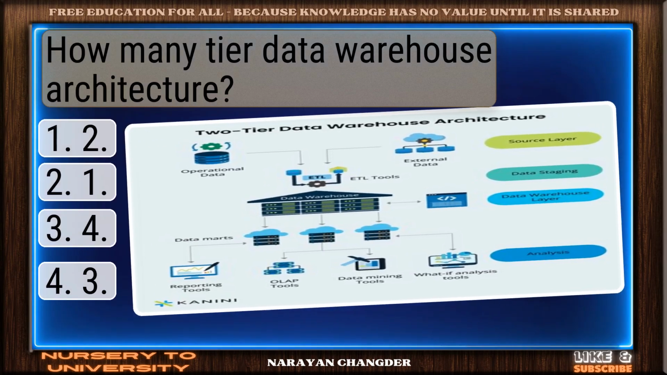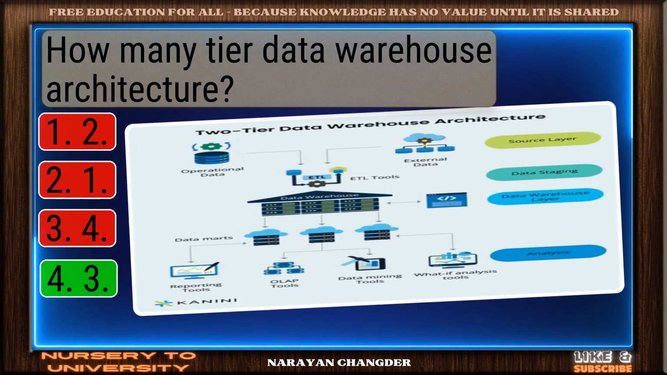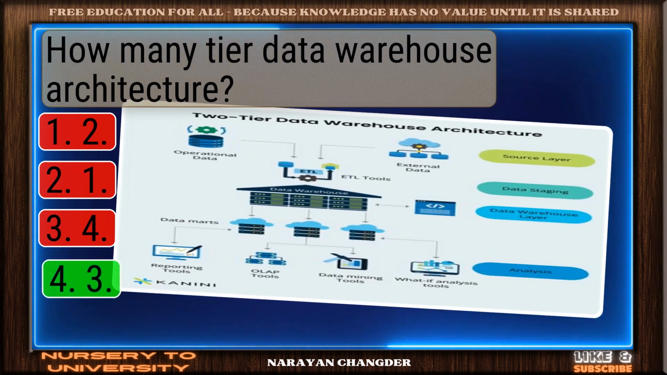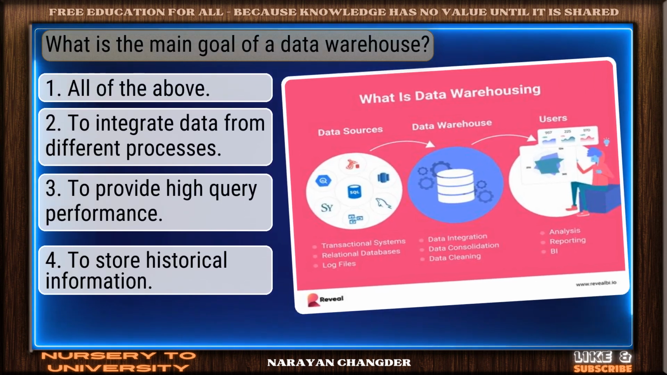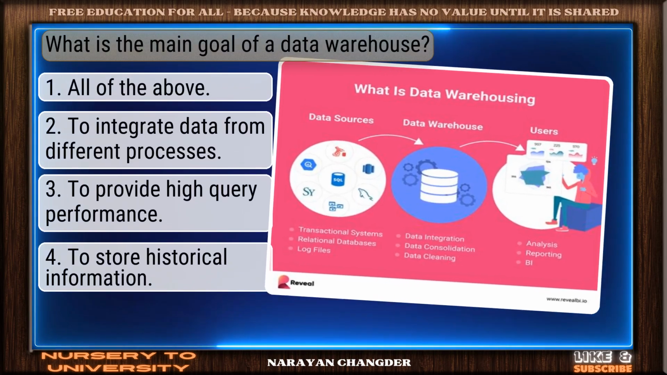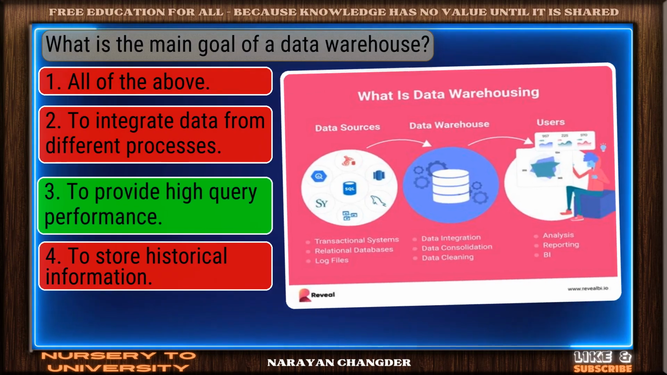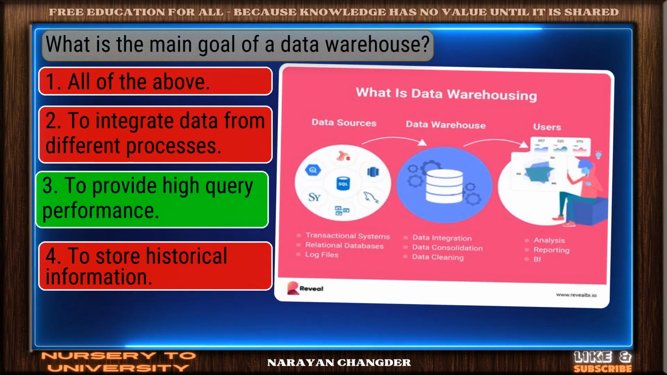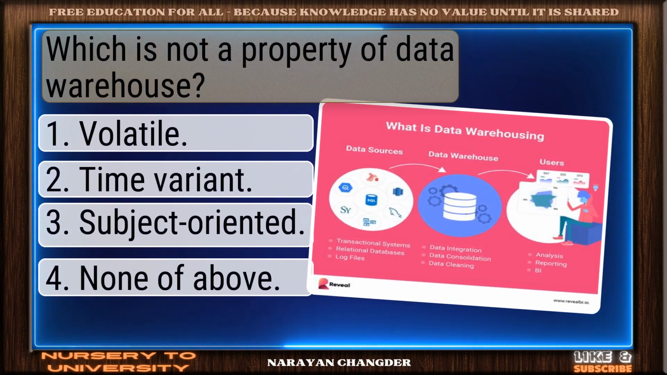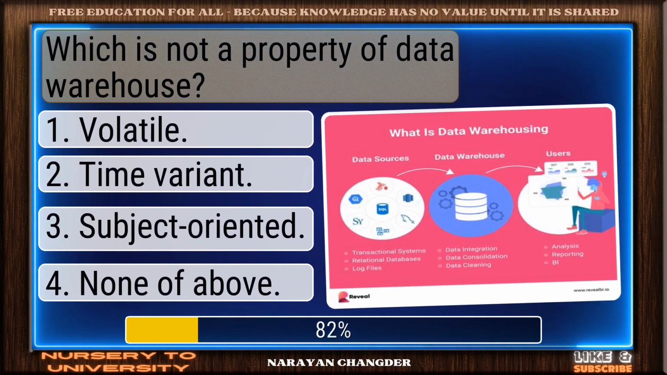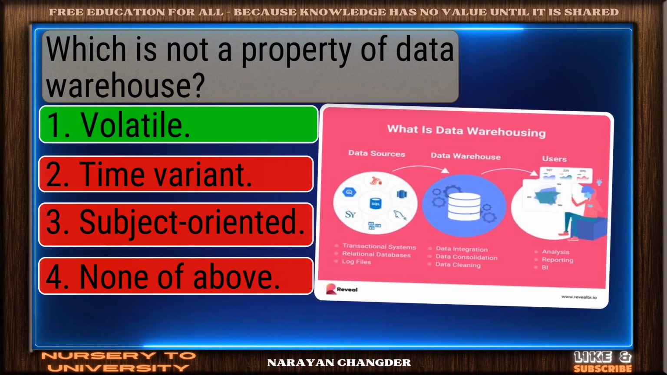Question number 46. How many tier data warehouse architecture? Clear logic. Your choice 3 is sound and 100% true. Question number 47. What is the main goal of a data warehouse? You're right. To provide high query performance is the correct answer. Question number 48. Which is not a property of data warehouse? Good job. Your answer volatile works well here.